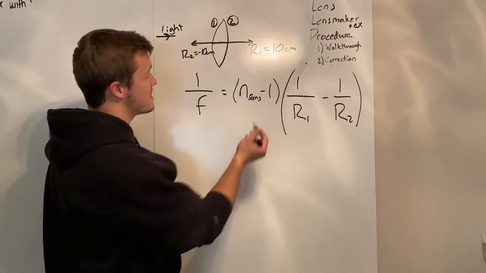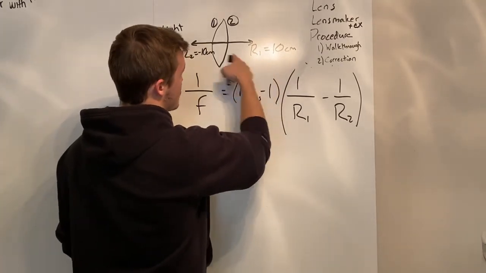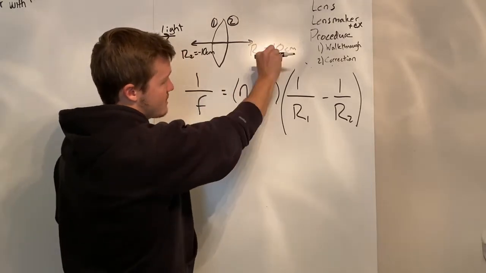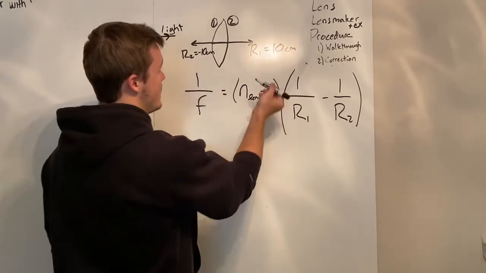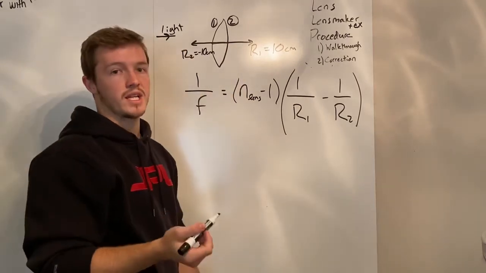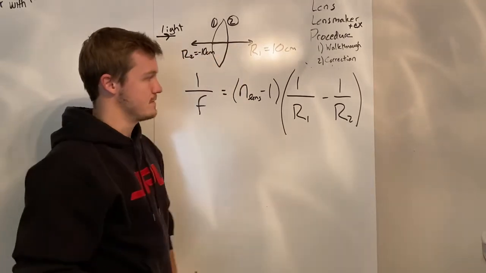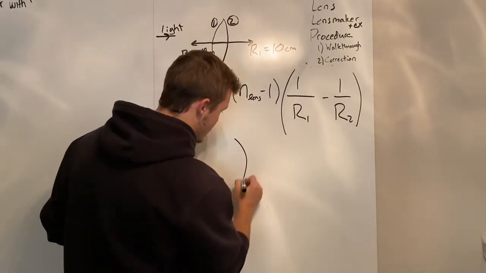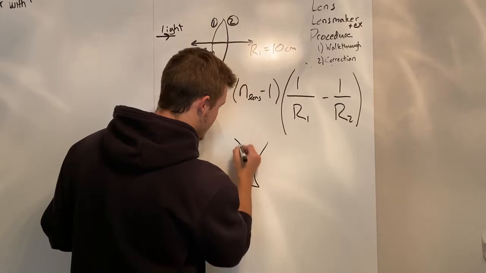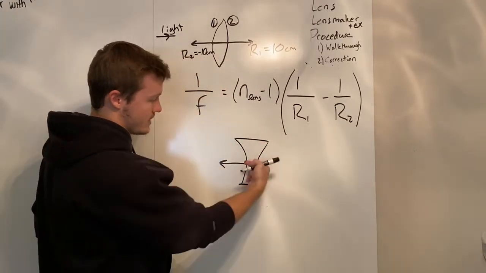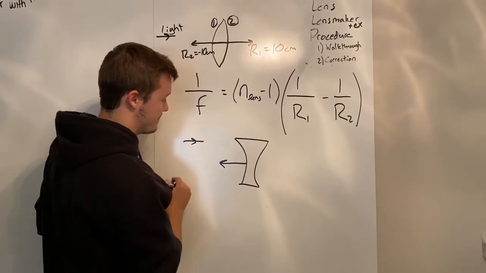And it would be up to you to say, okay, the radius of curvature for surface 1 must be positive since it's pointing in this direction, the same direction as the light. And the radius of curvature of surface 2 is negative because it's opposite the direction of light. As a side note, if we had a concave lens like this, the radius of curvature of this side is pointing back against the direction of light.